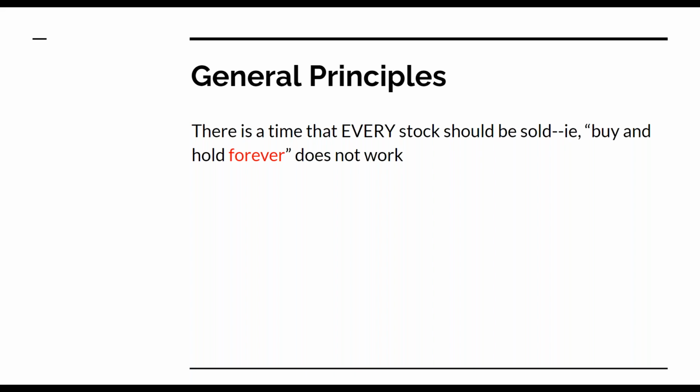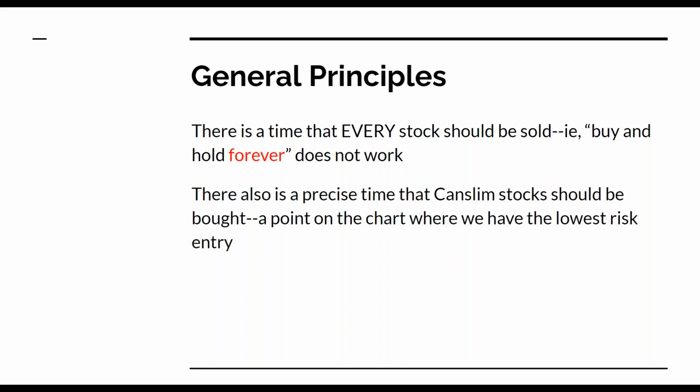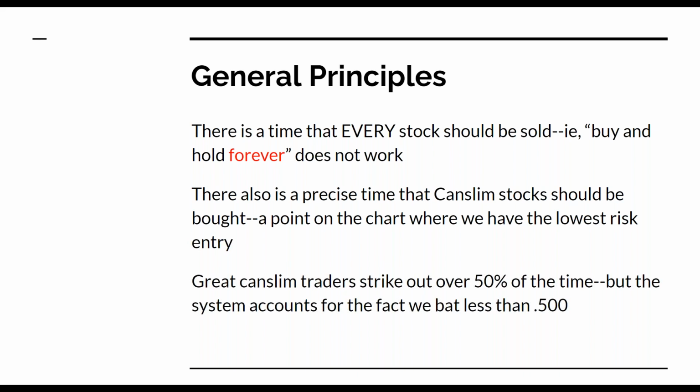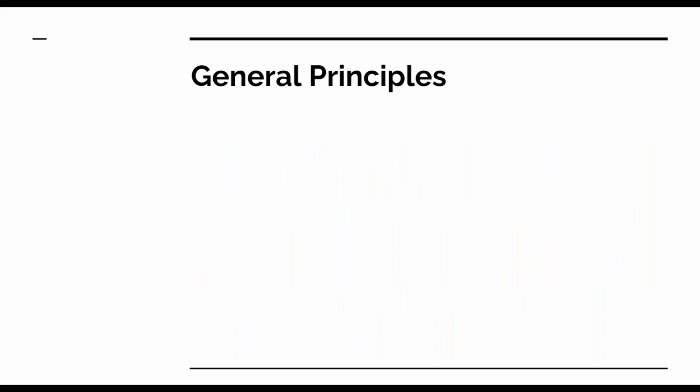Other general principles, there's a time that every stock should be sold, i.e. buy and hold forever does not work. The Canslim system will outperform that. There's also a precise point on the chart where Canslim stocks should be bought. That's your lowest risk entry. It's not a no risk entry, but it's the lowest risk. And it's also important to remember that really great Canslim traders strike out over 50% of the time. I think Mark Minervini says his batting average is about .450, so he's striking out 55% of the time. But the system accounts for the fact that we bat less than .500.